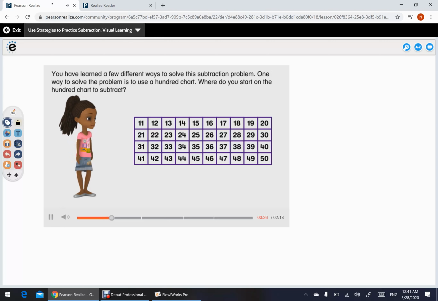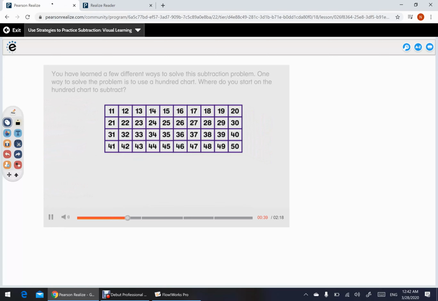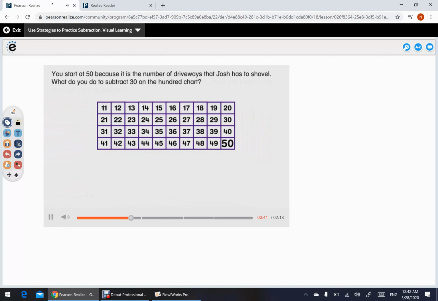One way to solve the problem is to use a 100 chart. Where do you start on the 100 chart to subtract? You start at 50, because it is the number of driveways that Josh has to shovel. What do you do to subtract 30 on the 100 chart?